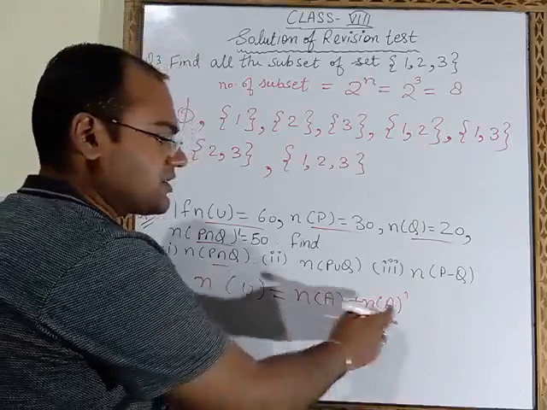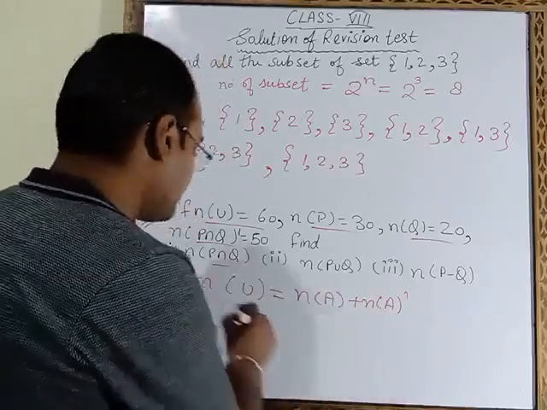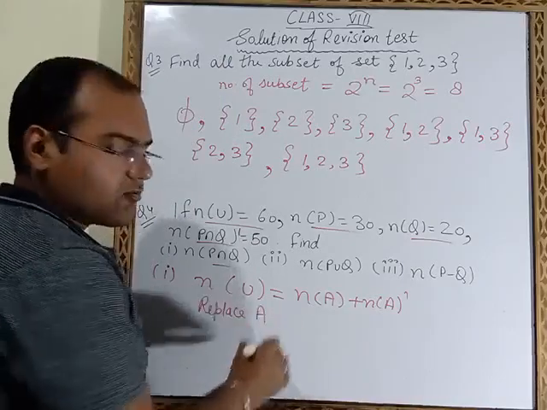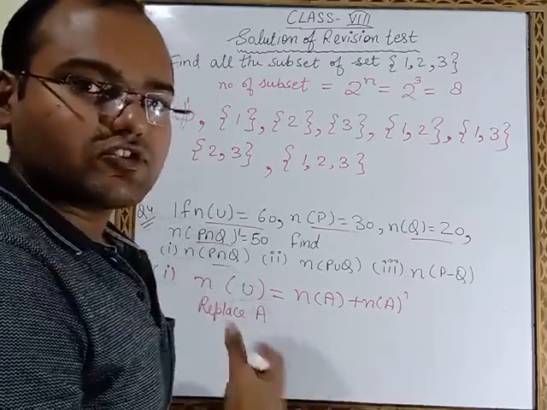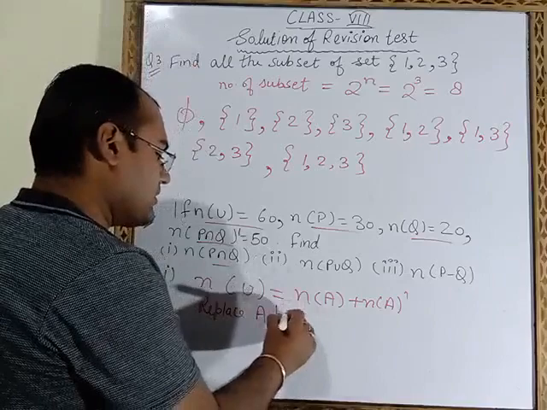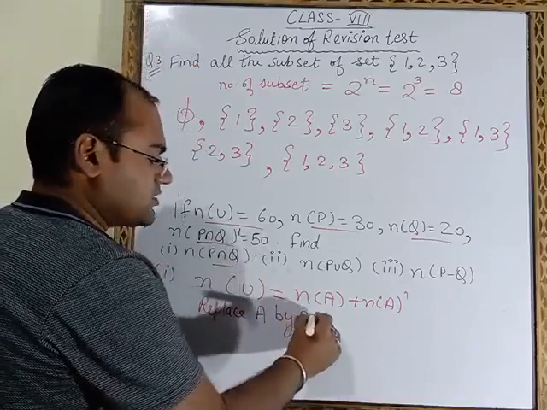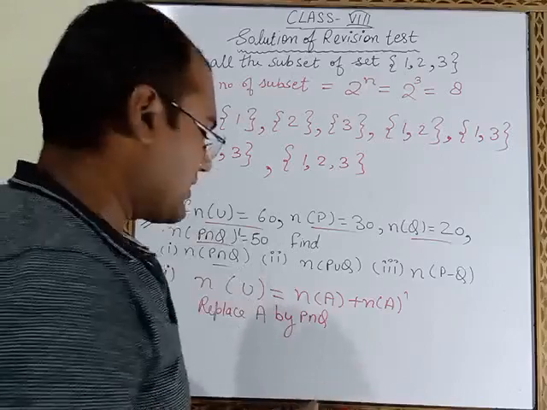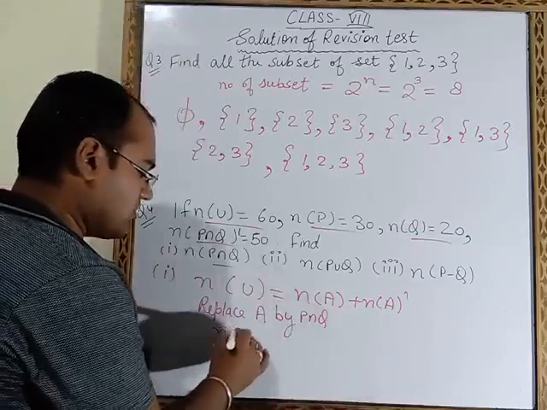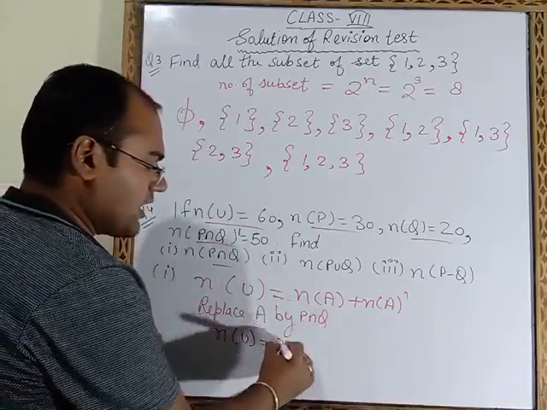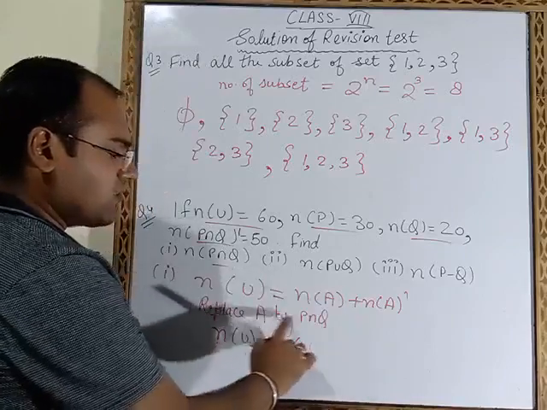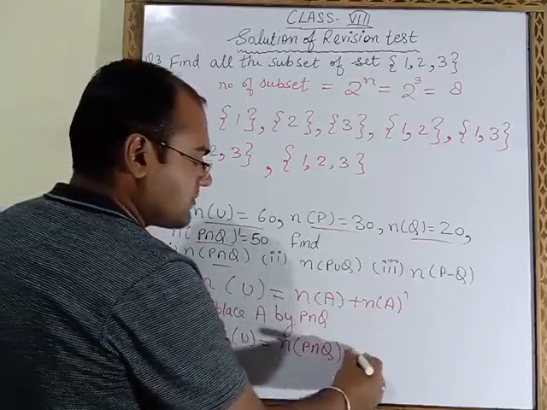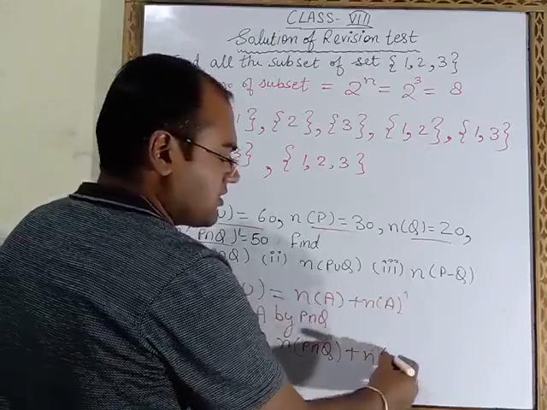But here instead of A we will take, what we have to do, we have to replace, we have to change A by P ∩ Q. So instead of A we have to take P ∩ Q. That means n(U) is equal to n(A) we will remove, and instead of A we will take P ∩ Q plus n of A complement. Instead of A, what we will take?